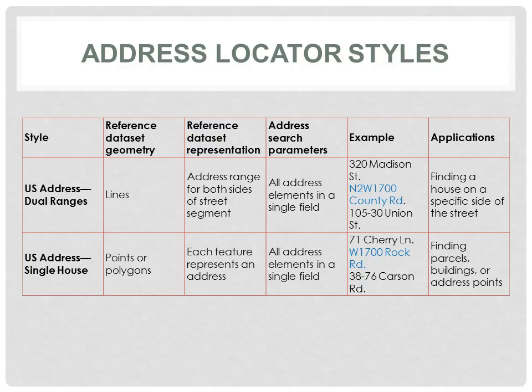Address search parameters include the fact that all address segment elements are in a single field. For example, 320 Madison Street or N2W 1700 County Road, and so on. The application would involve finding a house on a specific side of the street. The application for the US Address Single House would involve finding parcels, buildings, or address points. So the choice of the locator style depends on its intended use.